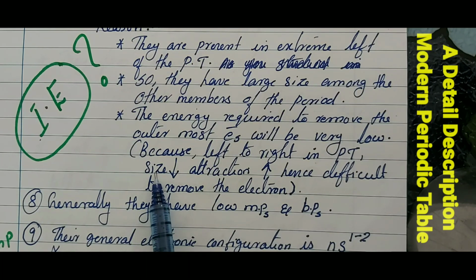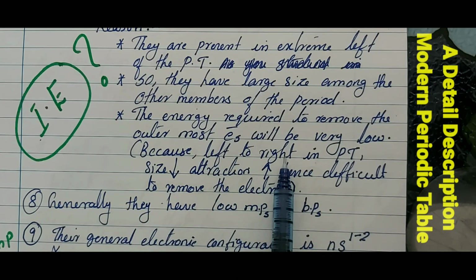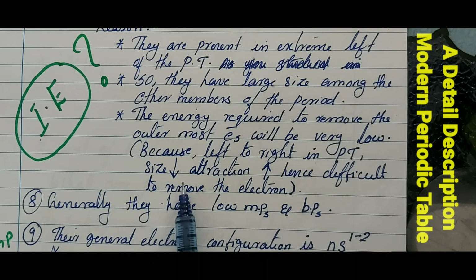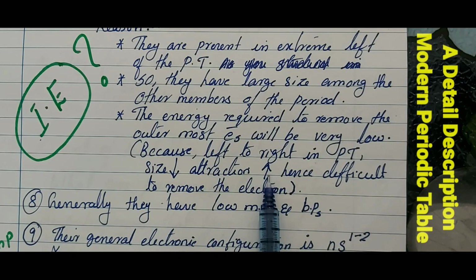So here I have written, size decreases when we move from left to right in a periodic table. Size decreases, attraction increases, hence it is difficult to remove the electron. So what will happen when we move from left to right? The ionization enthalpy increases. And you know group 1 and group 2 are placed in the extreme left of the periodic table. Now the 8th point. Generally, they have low melting points and boiling points.